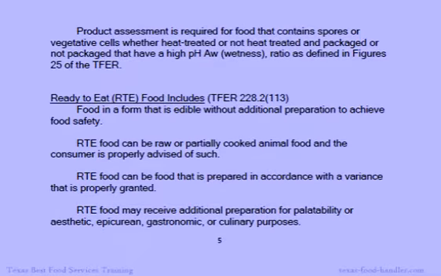Ready-to-eat food includes a food in a form that is edible without additional preparation to achieve food safety. This food can be raw or partially cooked animal food, and the consumer is properly advised of such. This can be food that is prepared in accordance with a variance that is properly granted. This food may receive additional preparation for palatability or aesthetic, Epicurean, gastronomic, or culinary purposes.